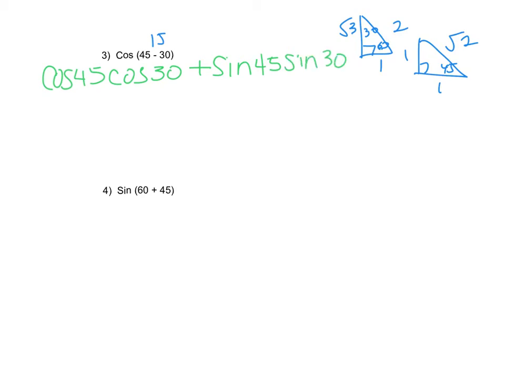Okay, now I'm going to figure out what these are. So the cosine of 45, so 45 is here. Cosine is adjacent over hypotenuse, so it's just 1 over radical 2. We know that we want to conjugate that.